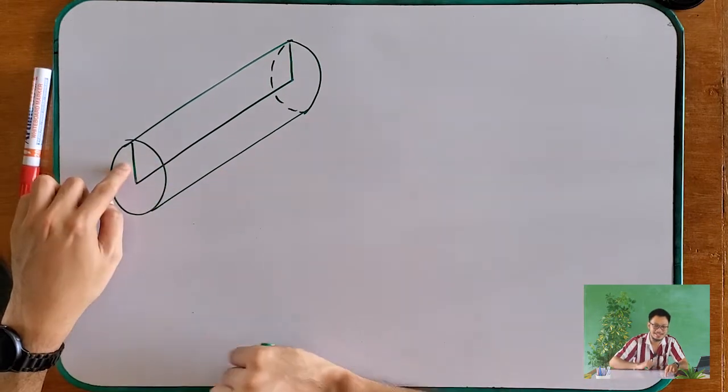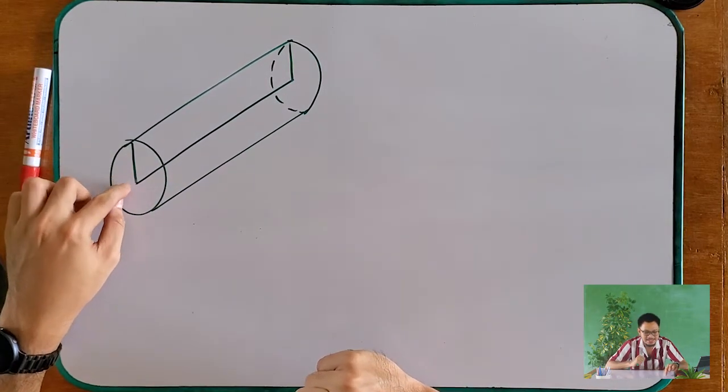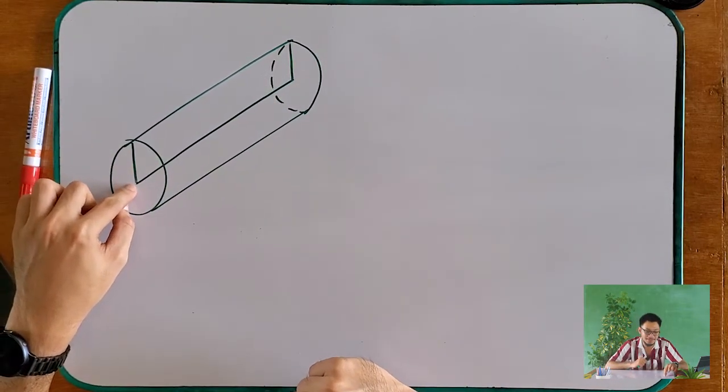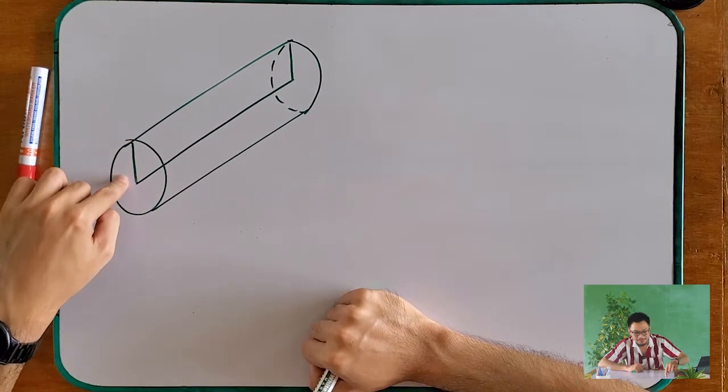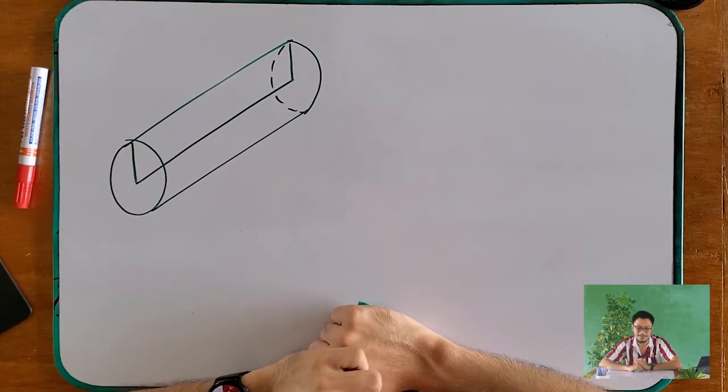So, this is your radial line. Ang kaning imong radial line, it extends from the center of this circle into the outermost part of this circle. And then, ato na siya gi-extend from the front to the back. So, mao ni siya. Okay.